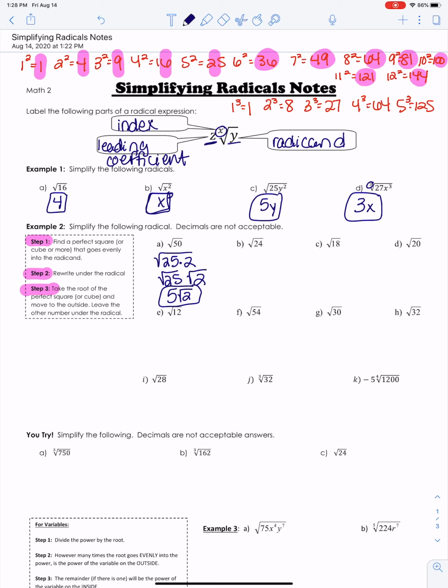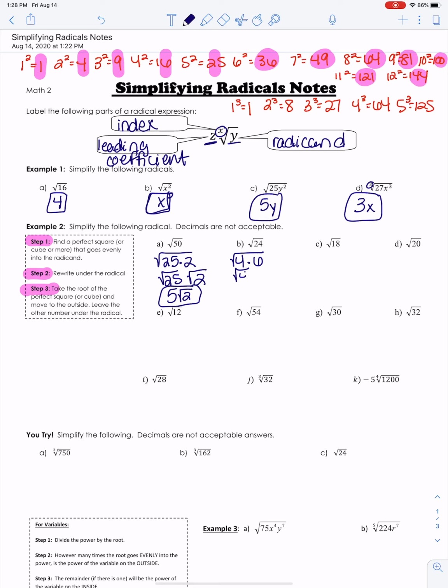Find the biggest number. Looking at your list up top of those highlighted numbers, which one of those numbers is going to go into 24? And that is going to be 4. So we've got 4 times 6.